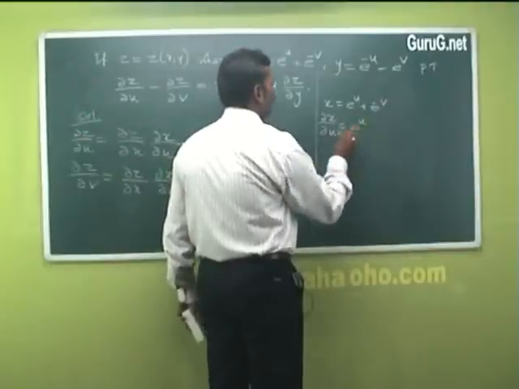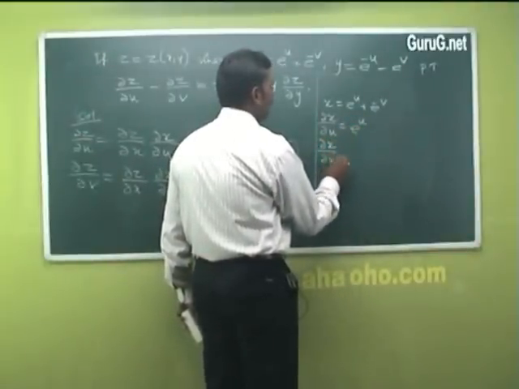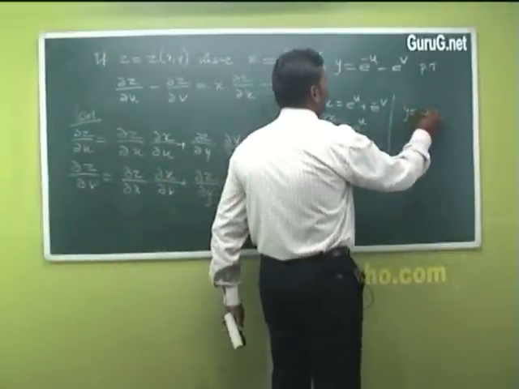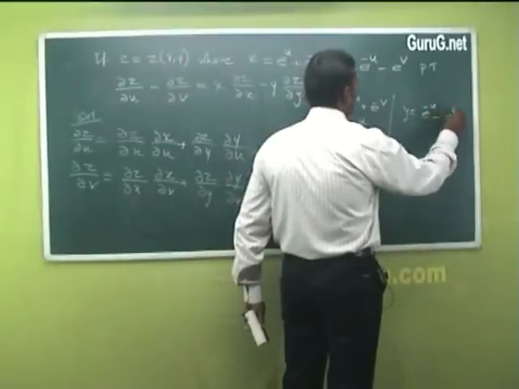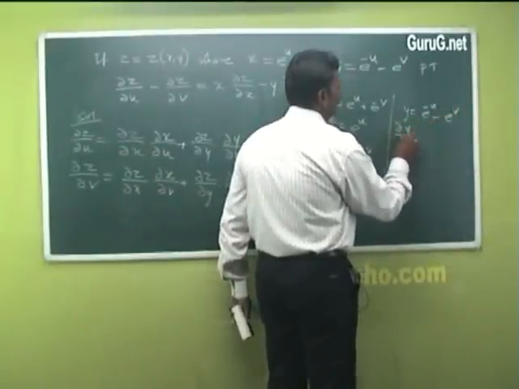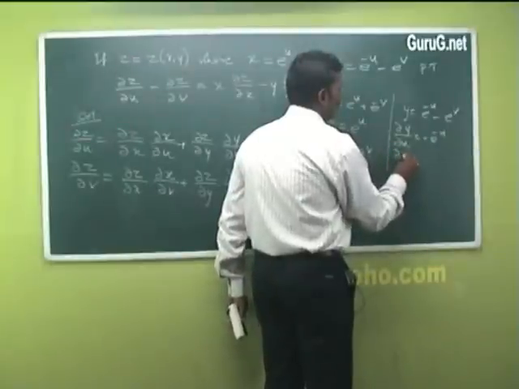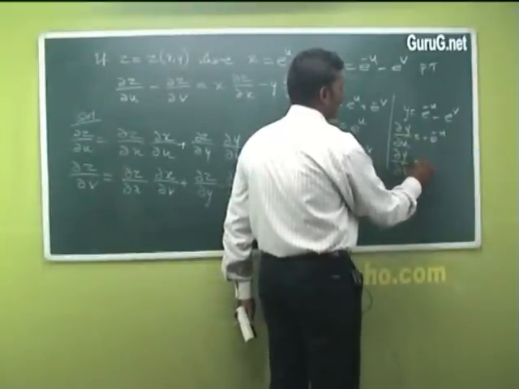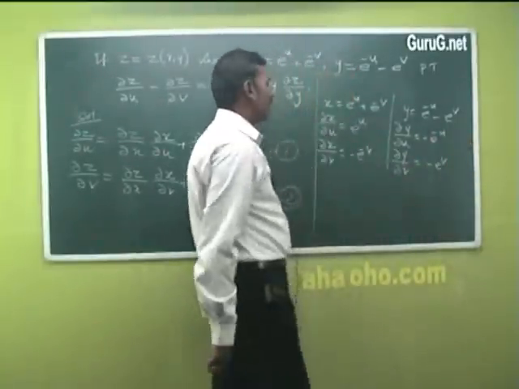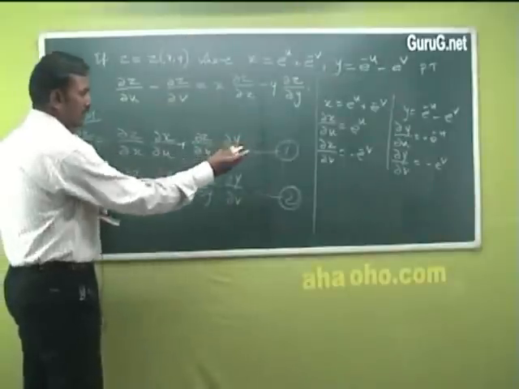So ∂x/∂u = e^u, and ∂x/∂v = -e^(-v). With y = e^(-u) - e^v, ∂y/∂u = -e^(-u) and ∂y/∂v = -e^v. See, this results in 1 and 2.